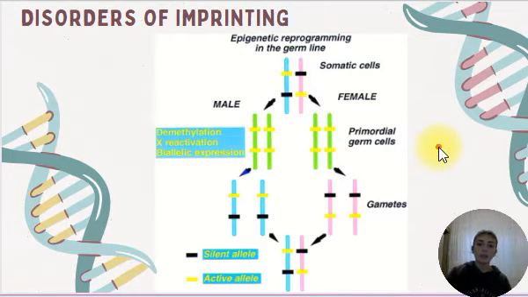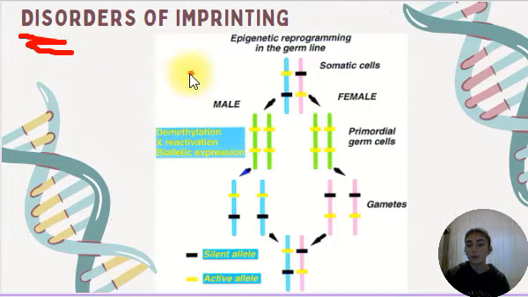So today we will continue our second lecture, and first we will start with disorders of imprinting. We already talked about imprinting when we were talking about uniparental disomy. Today we will dive a little bit deeper into imprinting physiology. Here on this picture you can see epigenetic reprogramming in the germline cells, right?